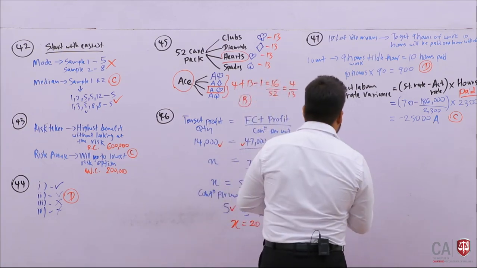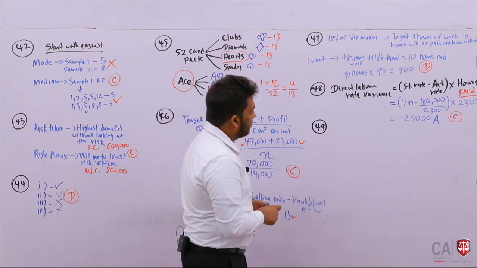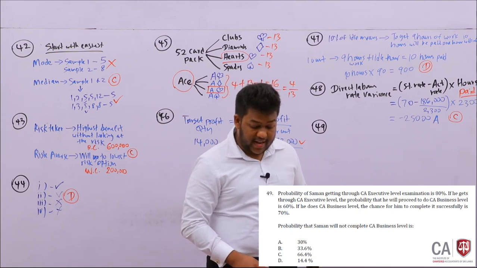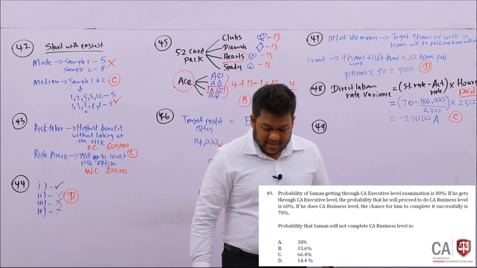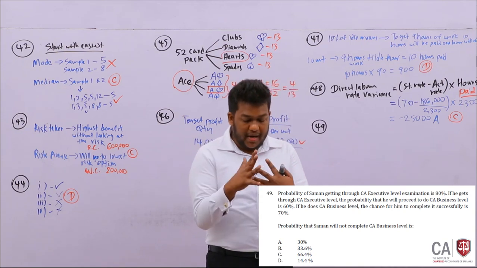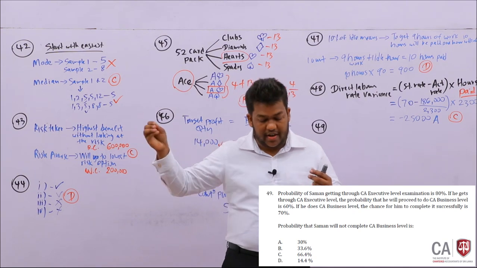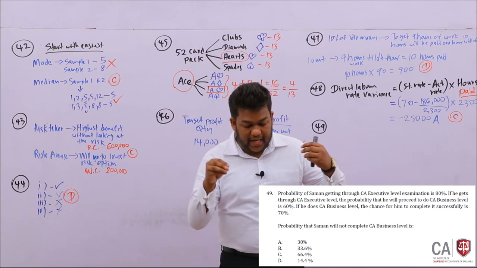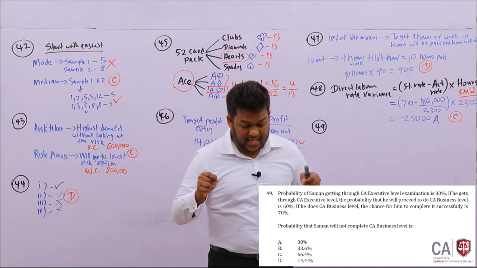Then 49. Probability of someone getting through CA executive level examination. This is not now CA executive level, this is business level. Examination is 80%. If he gets through CA executive level, the probability that he will proceed to the business level is 60%. If he does CA business level, the chance for him to complete it successfully is 70%. Probability that someone will not complete CA business level.